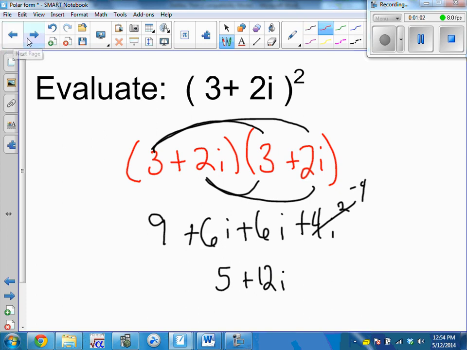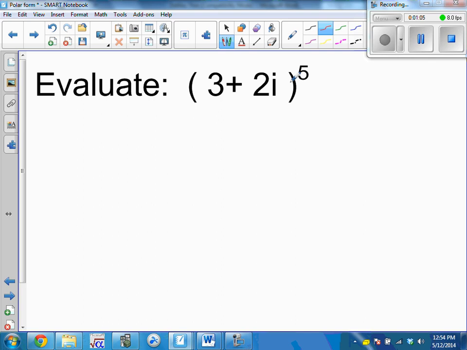Now, where this gets difficult is if I want to look at something to the 5th power. I don't really want to have to write this out 5 times and try to FOIL it. That's going to be too hard. Arithmetic would be nasty. So we need another way of talking about complex numbers, and that's going to be polar form. This is going to be very, very similar to what we've already talked about with rectangular to polar form of points, and also back with our vectors in component form.